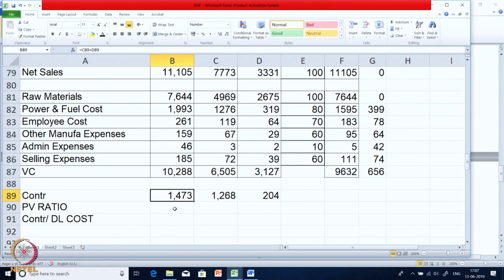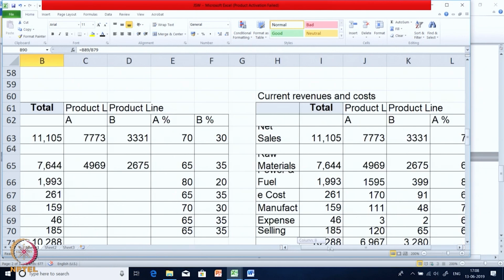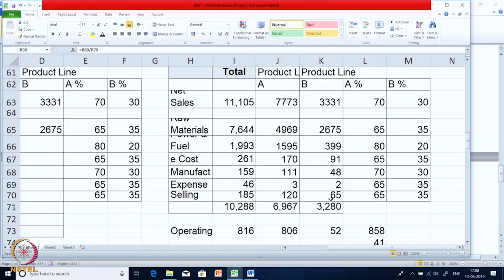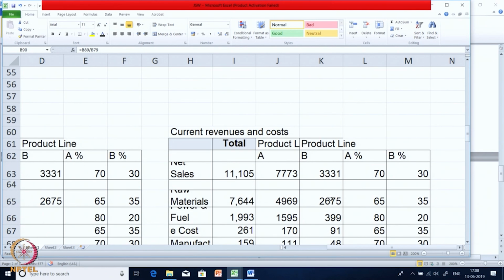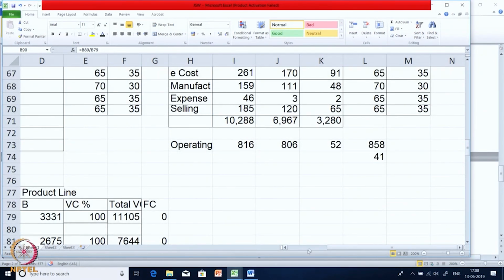Also let us calculate the PV ratio. You know the formula, contribution upon sales. So PVR is 0.16 and 0.06 for A and B and 0.13 average. Are you getting me? Okay.